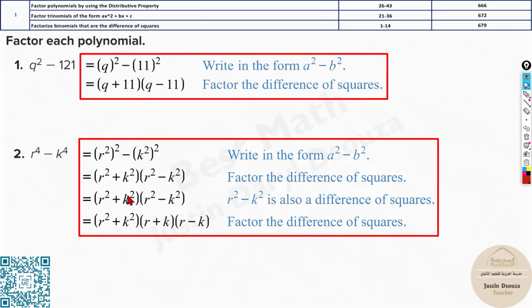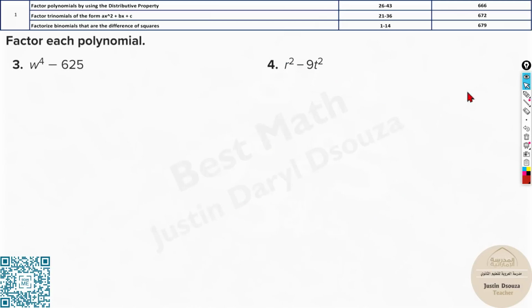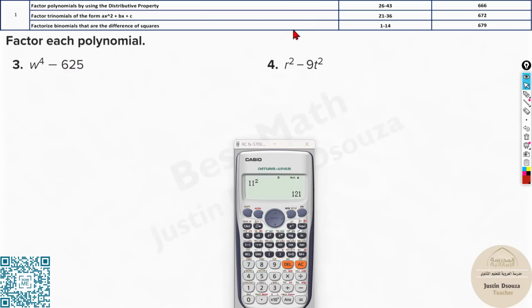Whenever you have any two squares and it's subtraction in between, that's difference of squares. Difference is minus, right, of squares. So we have to use the identity and simplify it further. Now what about these? Here you might be wondering, how can I do this? There are two ways to do this. So you need your calculator for this.